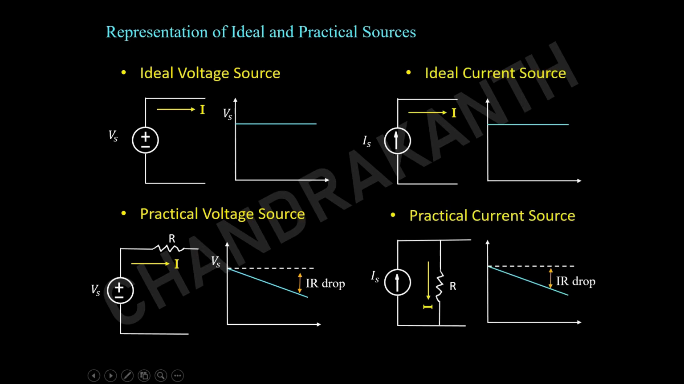In the same way, we can see the ideal and practical current sources. For the ideal current source, you will not have any resistive element, and for a practical current source, the ideal current source will always be connected in parallel with the resistive element. If you see this kind of representation, it means it is a practical current source and there will be some drop in the network across this resistive element.